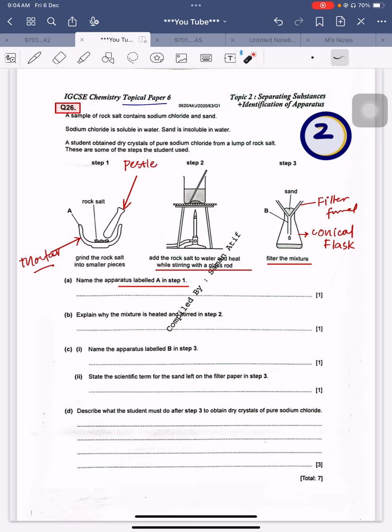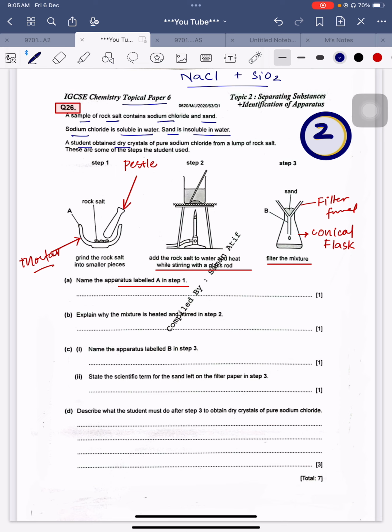Now, a sample of rock salt contains sodium chloride and sand. Sodium chloride has the formula NaCl, whereas sand has the formula SiO2. I have told you already that sand is insoluble in water, whereas sodium chloride is table salt. It is 100% soluble in water. We experience it daily in our life. A sample of rock salt contains sodium chloride and sand. Sodium chloride is soluble in water, sand is insoluble in water.